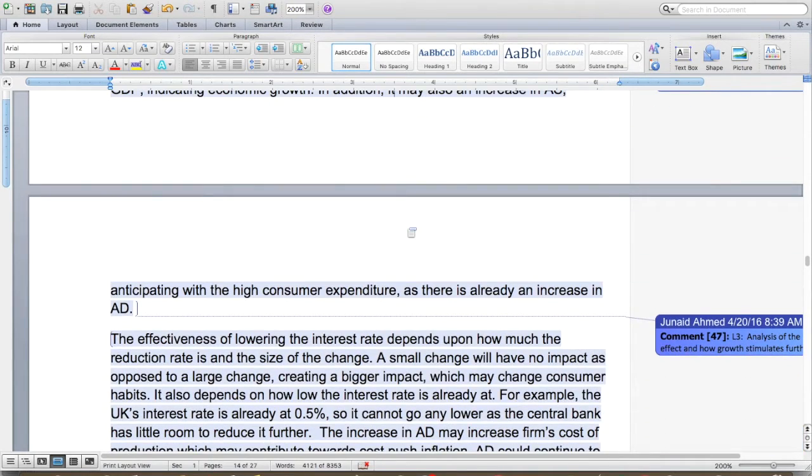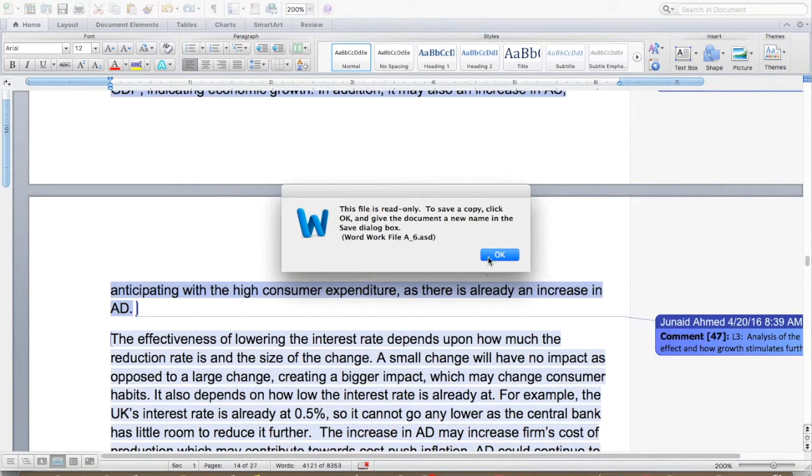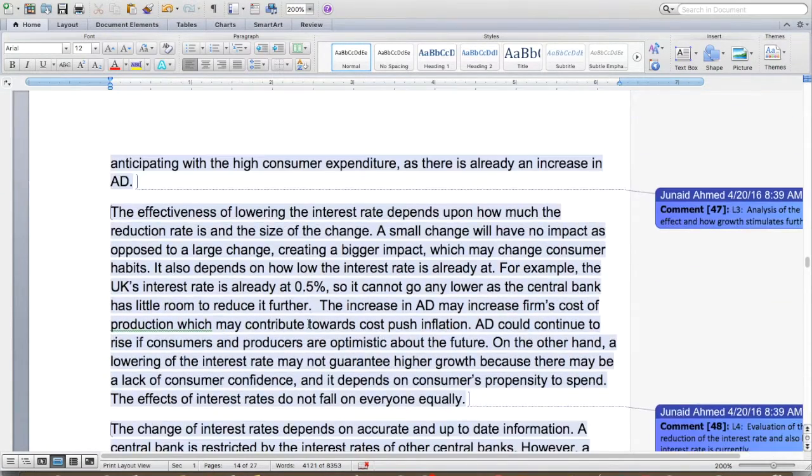aggregate supply, anticipating with the higher consumer expenditure as there is already an increase in AD. That's a possibility. AS may very well increase. All right, the effectiveness of lowering the interest rate depends upon, here's our evaluation, how much the reduction rate is and the size of the change. A small change will have no impact as opposed to a large change, creating a bigger impact which may change consumer habits.